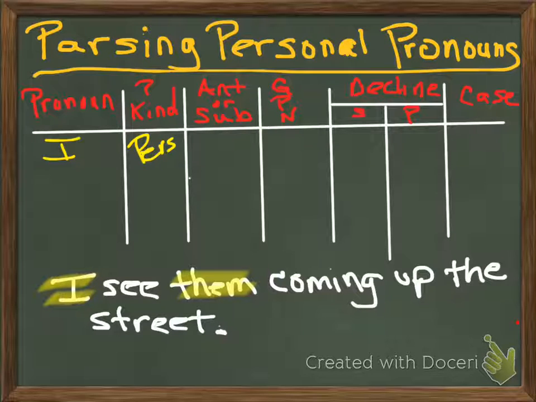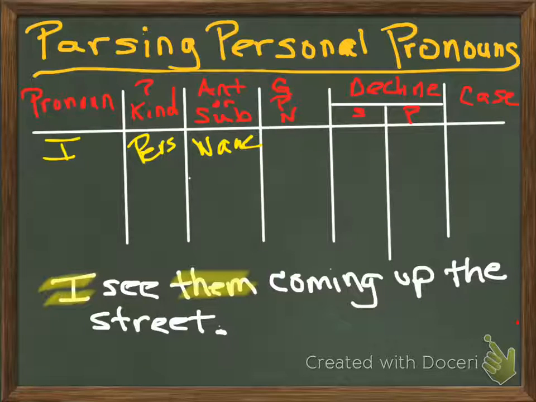Now the next column is the antecedent or subsequent. Ante meaning before. So what comes before the pronoun that the pronoun is referring to? Now sometimes what the pronoun is referring to comes subsequent or after the pronoun. So whichever one that it is occurring, that's where we're going to put in this column. So for this one, the antecedent is the unstated name of the speaker or person talking. Okay?